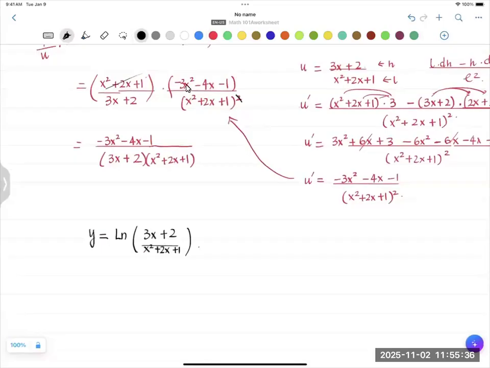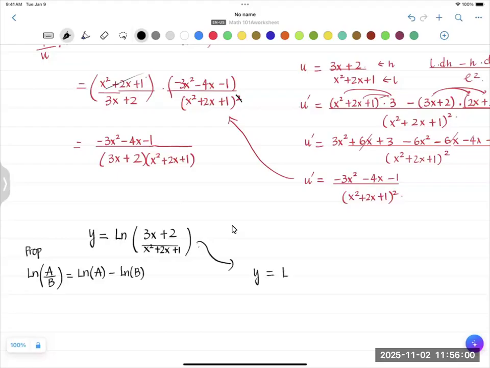Then if some of you still remember the logarithm of a over b, this is the property, okay? It's going to be ln of a minus ln of b. So it means the logarithm of the numerator minus the natural logarithm of the denominator. So this function can be rewritten as ln of 3x plus 2 minus ln of x squared plus 2x plus 1. Then that will help you break it down into two individual logarithms.